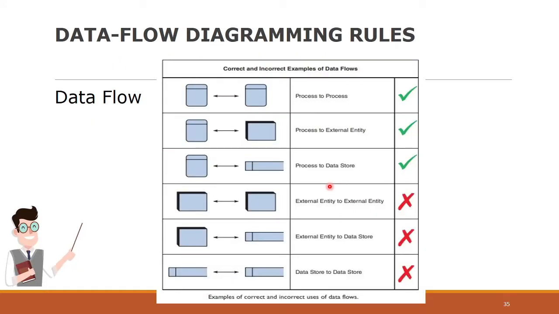So here are some examples of correct and incorrect uses of data flows. A process to process, so it's correct. A process to external entity, so it's correct. And vice versa. A process to data store. Then we have the incorrect ones that we must avoid: an external entity to an external entity, an external entity to a data store, and then data store to data store.